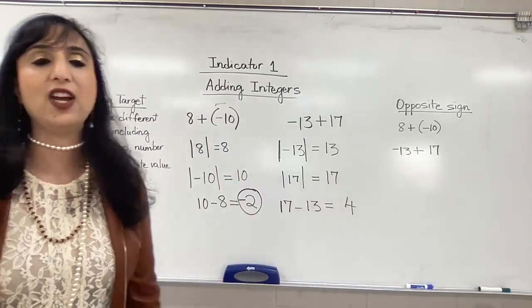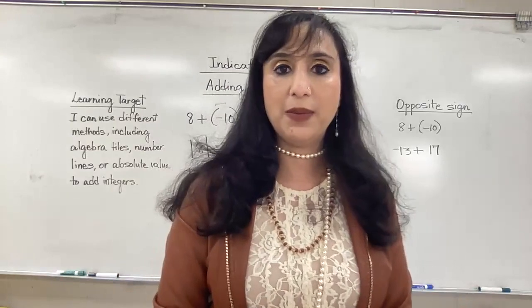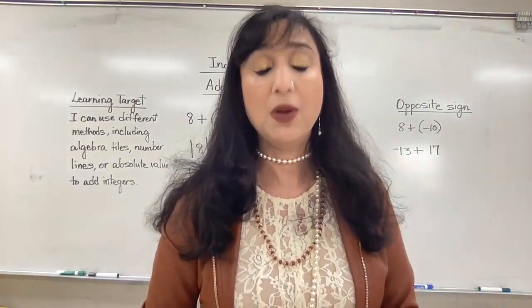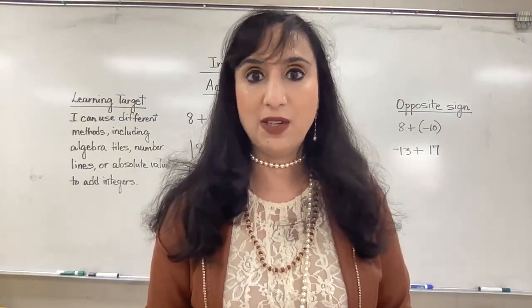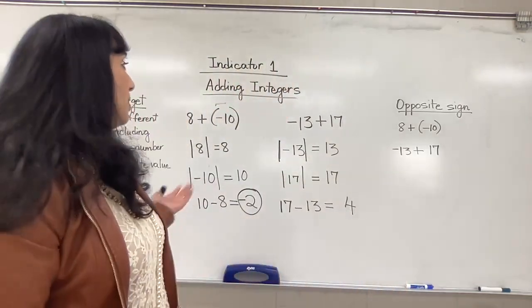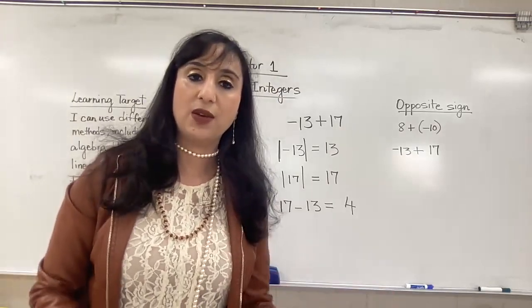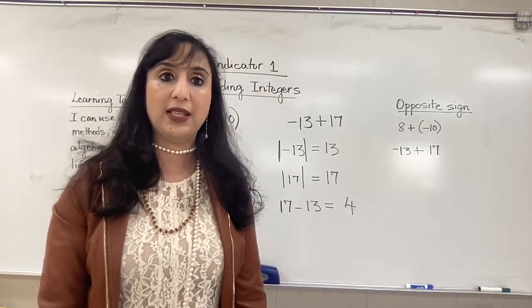Basically, you're just taking the absolute values of the two numbers, subtracting the smaller absolute value from the greater absolute value, and giving the sign of the integer with the greater absolute value. So that's how we are adding numbers or integers with opposite signs, or with different signs. So this is one method, which is the absolute value method.